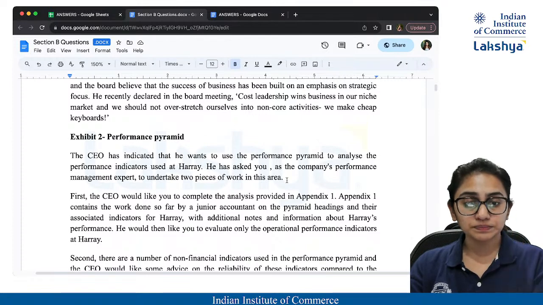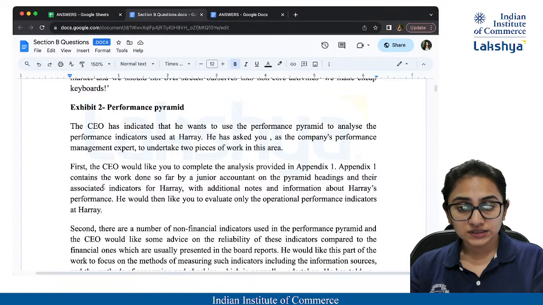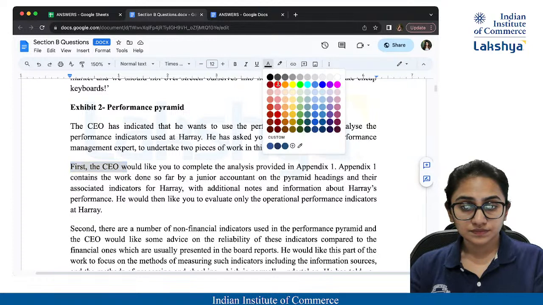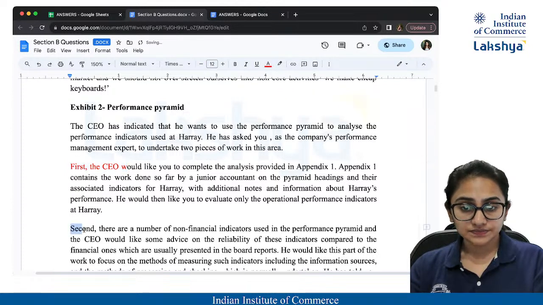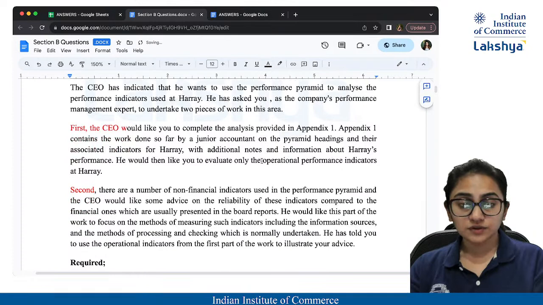What is the first piece and then the second piece? So first is your requirement, and second is here. I'm just highlighting so you would know. So what is the first requirement? That is the first piece of work.